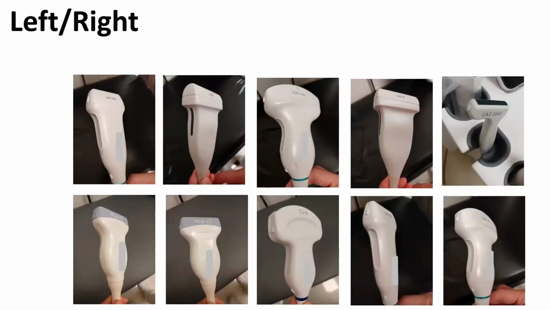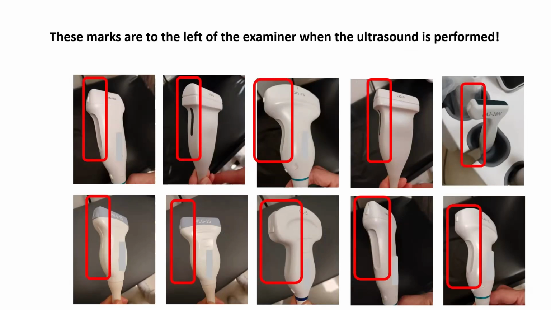Sometimes, the left and right sides change during the ultrasound examination. These are several ultrasound probes in my hospital. The ultrasound probe marks the left side based on the examiner in various ways. As you can see, these marks are to the left of the examiner when the ultrasound is performed. In most cases, doctors do the examination while facing the patient, so it is to the right of the patient.